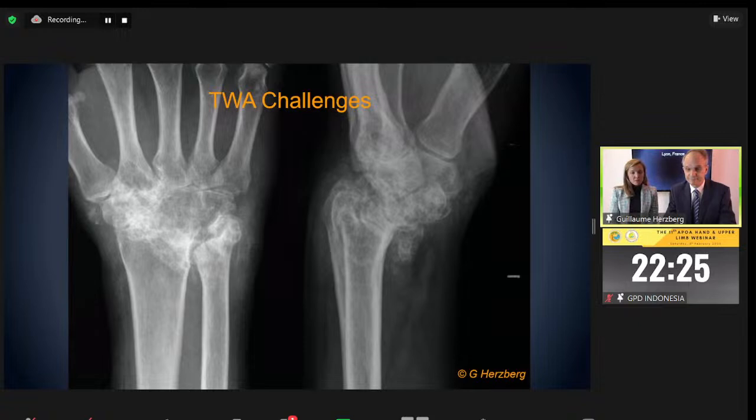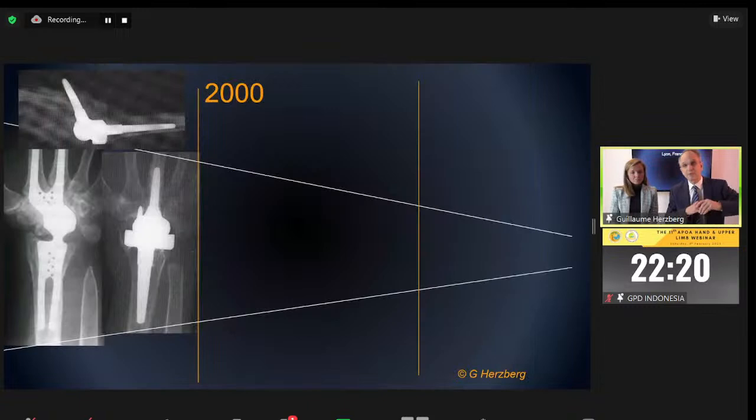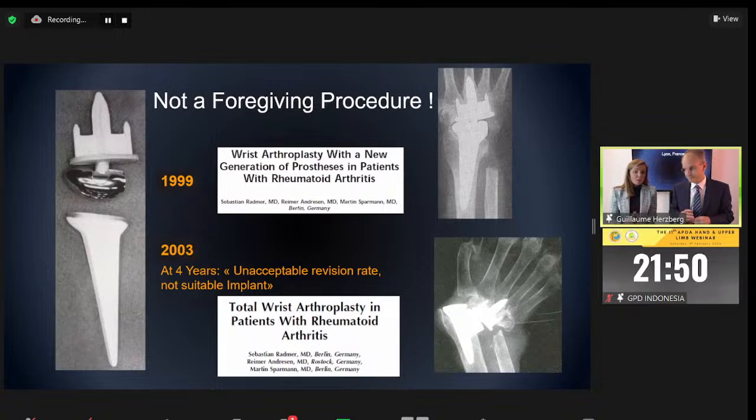And because this challenge was so high, so difficult, this is why the first generations had a high complication rate. And Dr. Talwalkar, who is working with the Yan Trail, was very instrumental in this amount of data, showing that it was not possible at all to go on with those first designs of implants. Yes, and from those first designs, we know this is not a forgiving procedure, because once it failed, it's very difficult to fix it again. Of course, you can go to arthrodesis, but you need a big graft, you need to replace the first carpal row, and it's not so easy to achieve fusion when it failed.